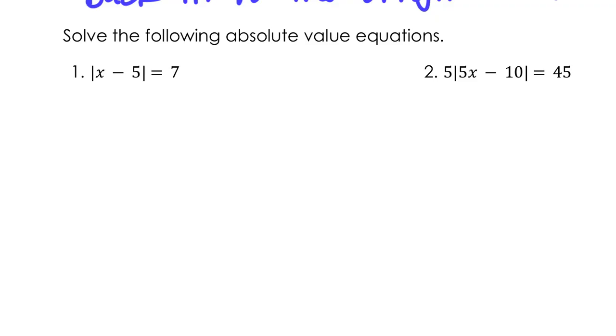So case one is going to be, actually, no. When we split, we don't need absolute value bars anymore. So we drop the absolute value bars because we're splitting. Okay, so we have x - 5 = 7. And then we also have x - 5 = -7. Okay, we create two cases, and we set the inside equal to both the positive and negative value of the number opposite the equal sign.